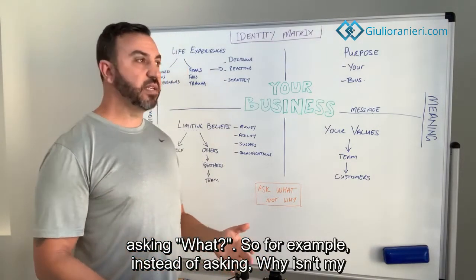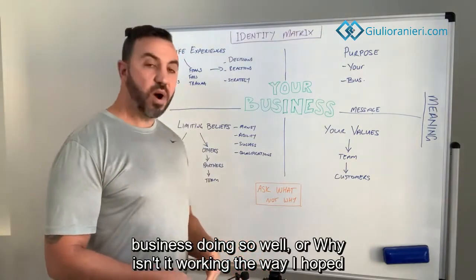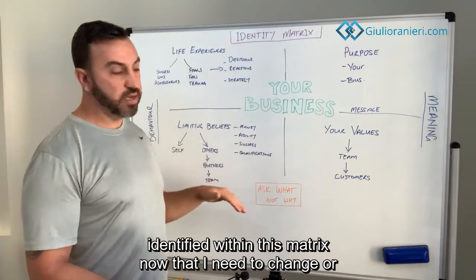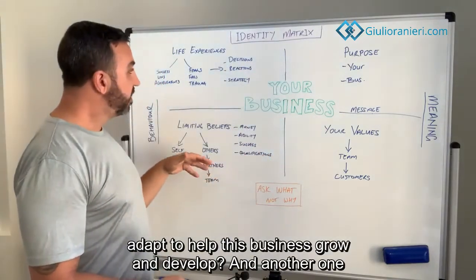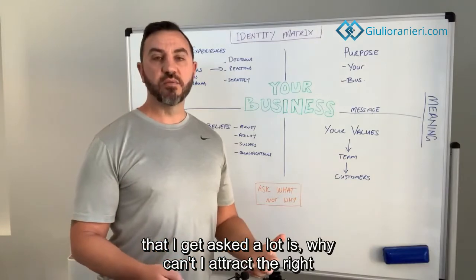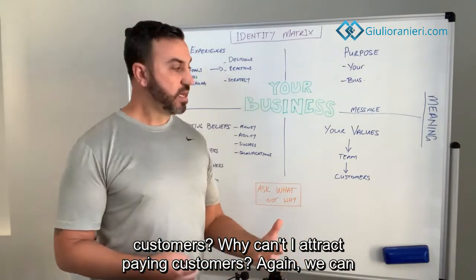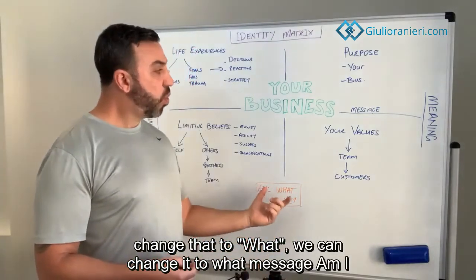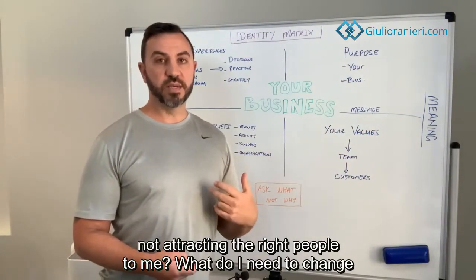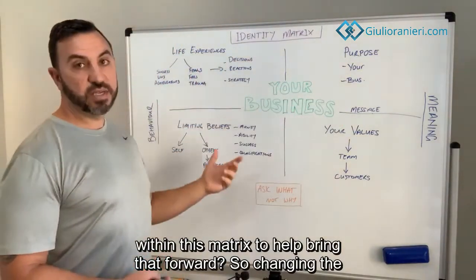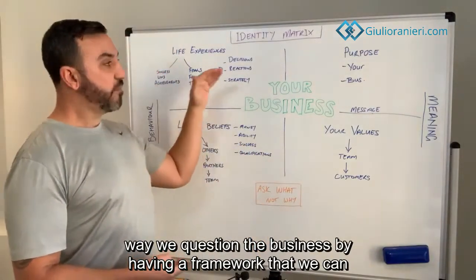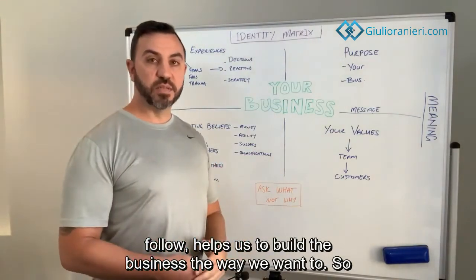So for example, instead of asking, why isn't my business doing so well, or why isn't it working the way I hoped, we can now start to ask what. Well, what is it that I've identified within this matrix now that I need to change or adapt to help this business grow and develop? And another one that I get asked a lot is, why can't I attract the right customers? Why can't I attract paying customers? Again, we can change that to what. We can change that to what message am I sending out through the purpose and values that I share that's not attracting the right people to me? What do I need to change within this matrix to help bring that forward? So changing the way we question the business by having a framework that we can follow helps us to build the business the way we want to.